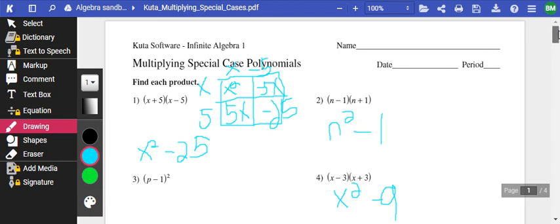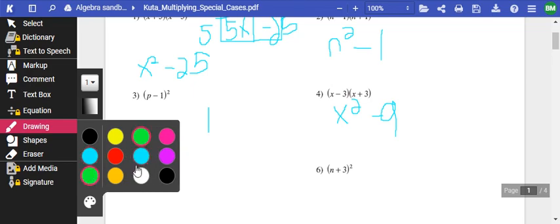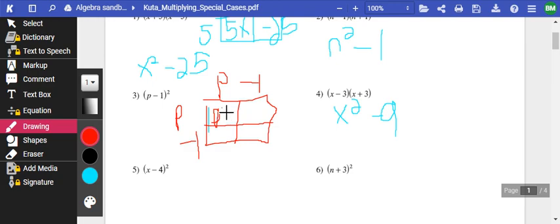For number 3, we're going to see a pattern when it is a letter minus a number and it's squared. Okay, and see what the pattern is here. So I'm going to do this in red. Here, we'll do a different color. So we've got right here p negative 1, p negative 1. P times p is p squared. We get negative 1p. We get negative 1p. Negative 1 times negative 1 is a positive 1.